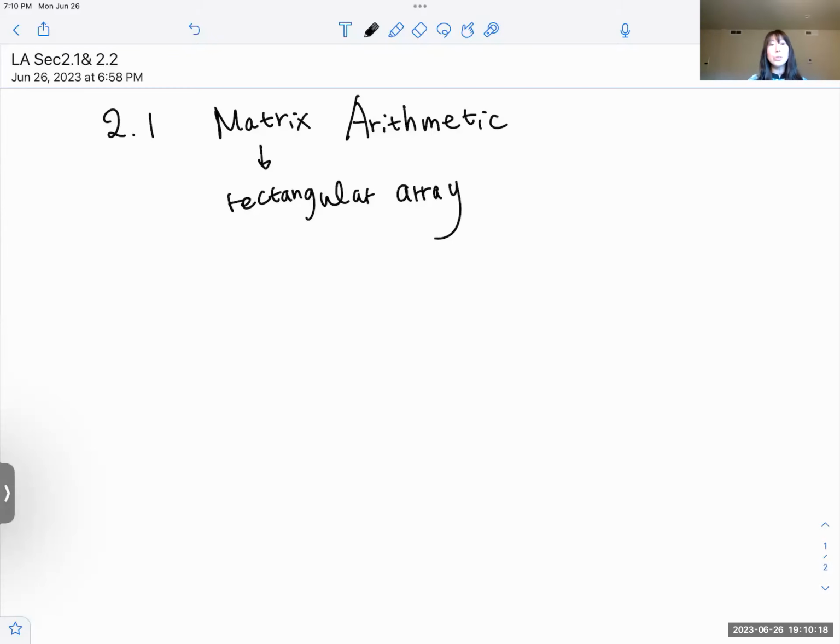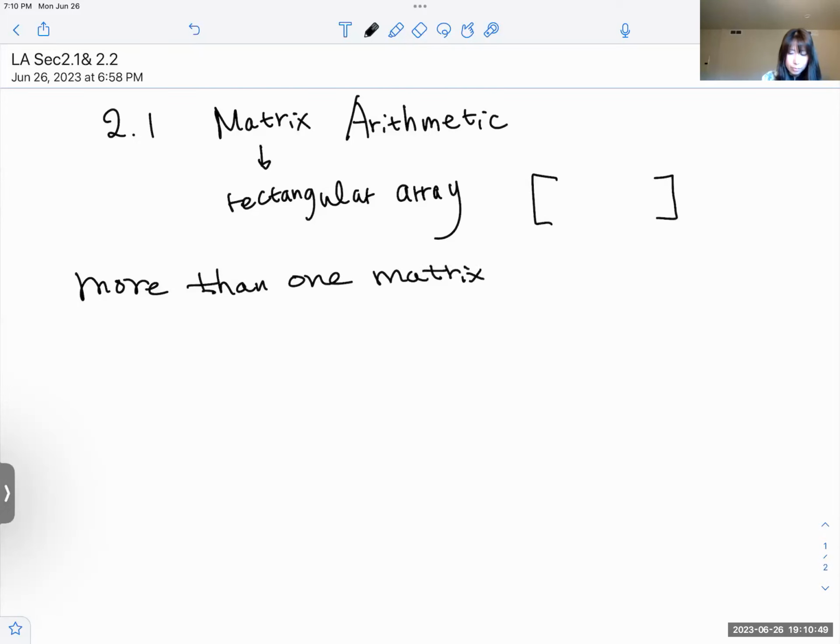Okay, so today we're gonna do 2.1 matrix arithmetic. So we know what a matrix is. It's a rectangular array of numbers, right? If there is more than one, we call them matrices.